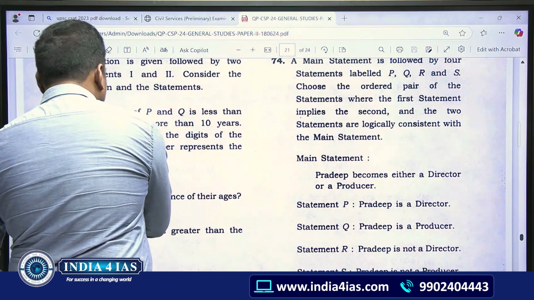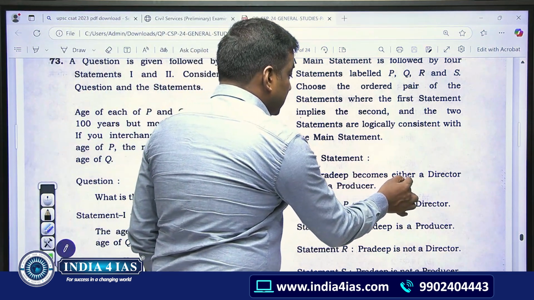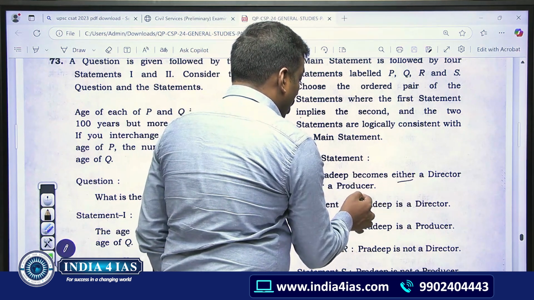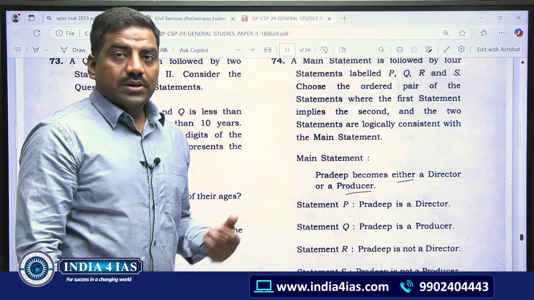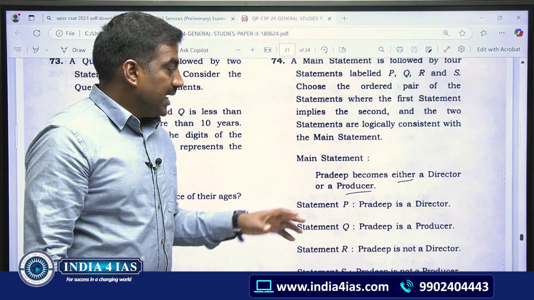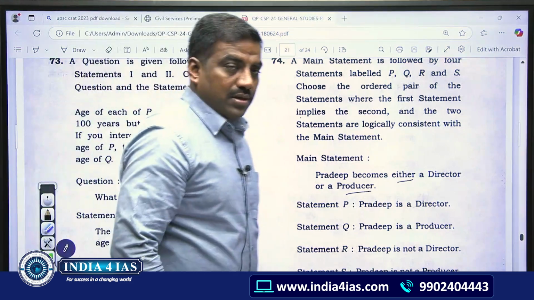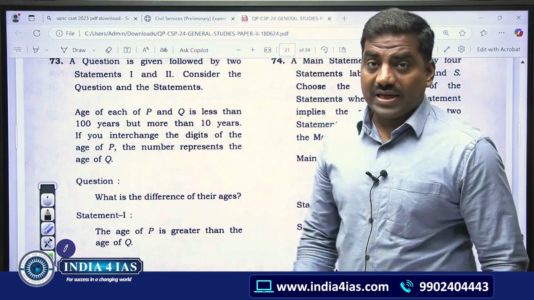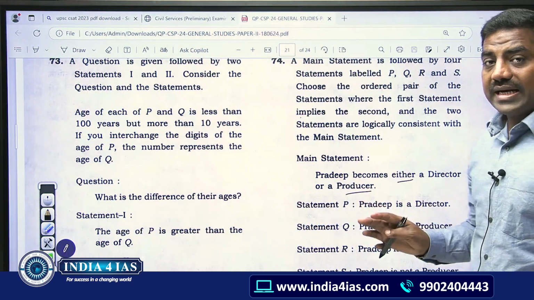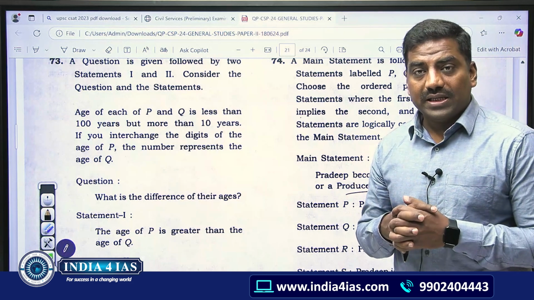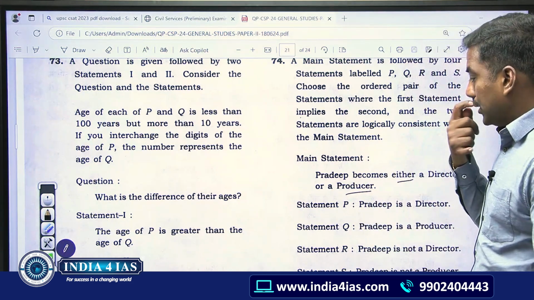So the main statement is what? Pradeep becomes either director or producer. He has both the capabilities. He can become either a director or a producer. So he becomes, not can become, becomes either a producer or a director. He has both the qualities or capabilities. Okay, this is the statement.